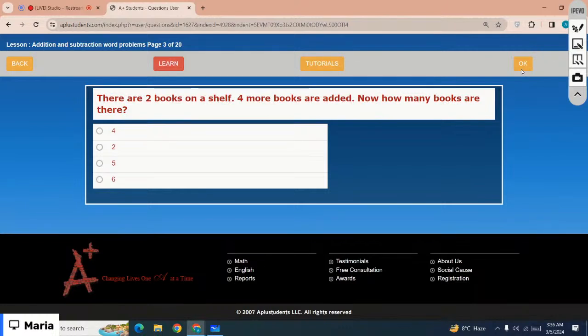Yes, you need to add. So 2 plus 4 makes 6, right? That means now the total books on the shelf are 6. The correct option is 6.